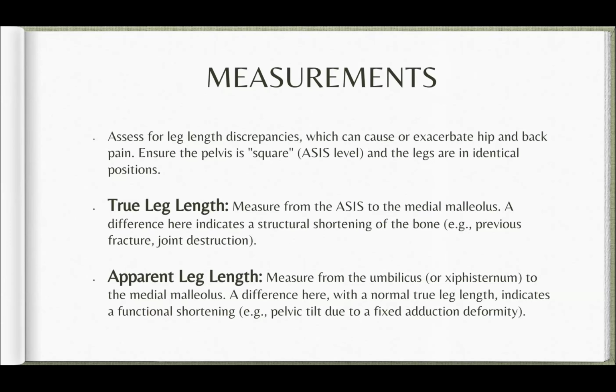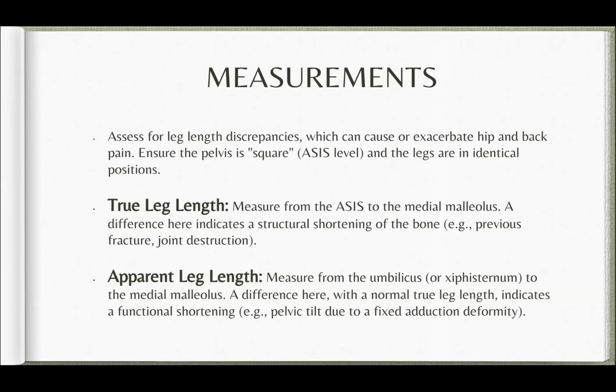Next, we have to check the measurements. Assess for leg length discrepancies, which can cause or exacerbate hip and back pain. Ensure the pelvis is square, that is, the anterior superior iliac spines are level, and the legs are in identical position. True leg length: measure from the anterior superior iliac spine to the medial malleolus. The difference here indicates a structural shortening of the bone. For example, a previous fracture or joint destruction causes this.